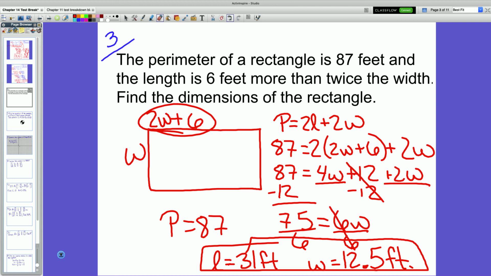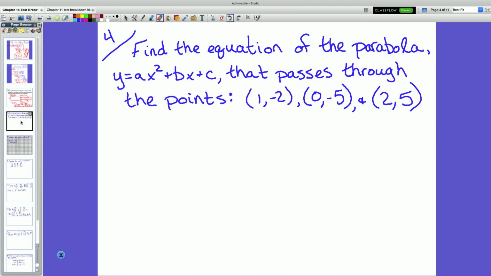All right. Number 4. So we've had some of these in our assignments. I know we had at least one on a warm-up. It says find the equation of the parabola, right? So y equals, so there's your standard form of a parabola. And it does give you that, again, tomorrow on your test, right? And then it says it passes through those 3 points.